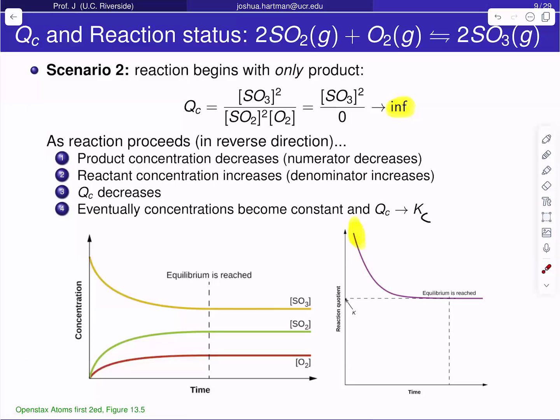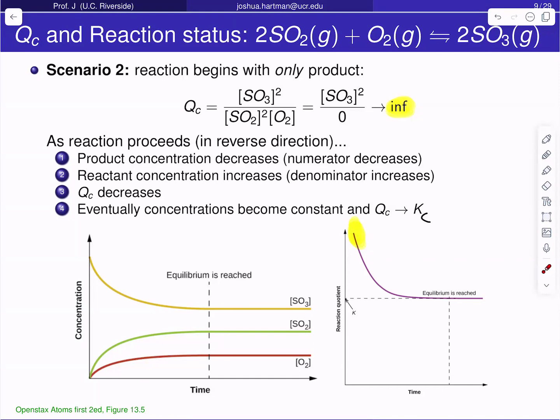Let's call this scenario 2. In scenario 2, let's suppose that we have our reaction here, but our reaction is now starting off with only product being present. So only product is over here. And if you have only product and you plug this scenario into our reaction quotient, then that means we have a 0 down here in the denominator, which of course is undefined. This sort of function would approach infinity. And so we're going to highlight that here by showing our plot of QC as a function of time going up to infinity.